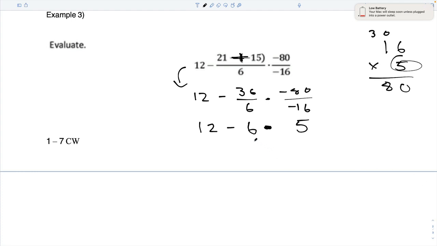6 times 5 is what, whole class? 30. Is this a positive 30 or a negative 30? It is a negative 6 times 5. Same, good, different, bad. What's the answer, Kiana? Negative 30. This is a negative 30. Put the minus sign there. Bring down the 12. There's one more step to this huge, gigantic, kind of scary problem that we just conquered.